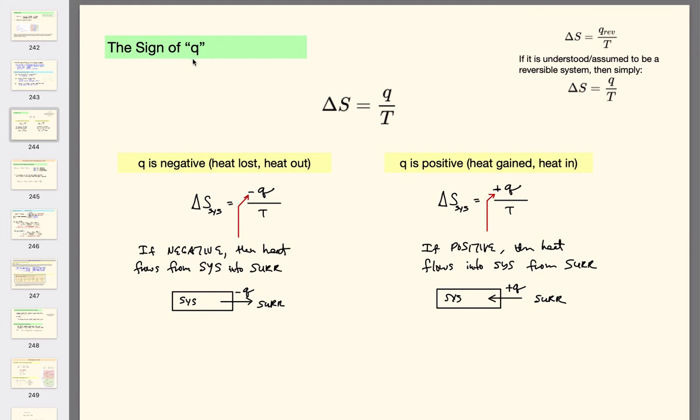Okay, but right now we're concerned about what? The sign of Q, because that's going to affect the sign of S. Okay, so hold that thought.